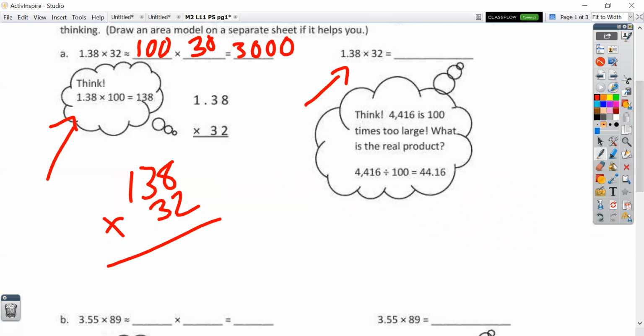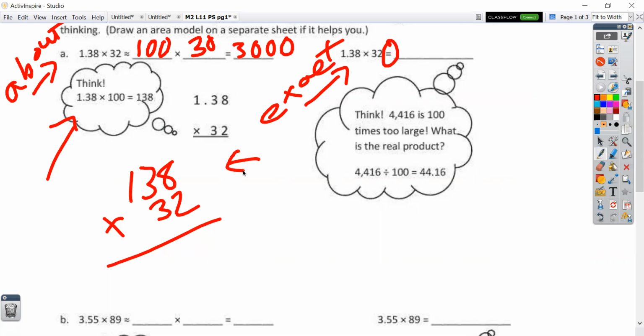Over here, they want us to actually solve it. You can tell that by the equal sign versus the approximate sign, right? This one over here is saying what it's about close to, the approximate, and this is exact. So let's solve the exact over here.